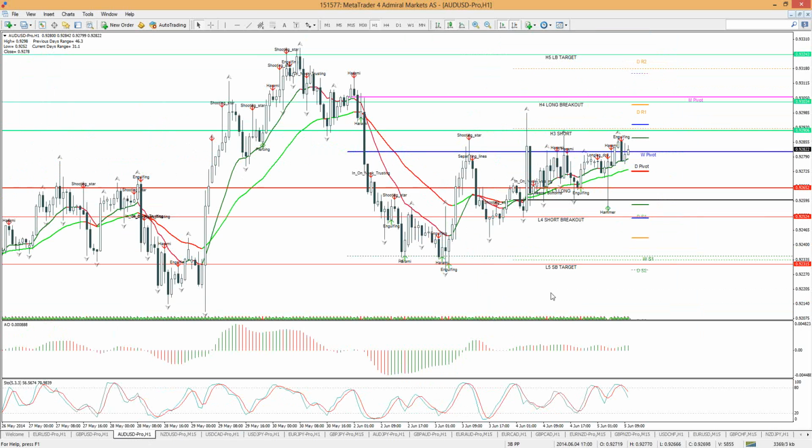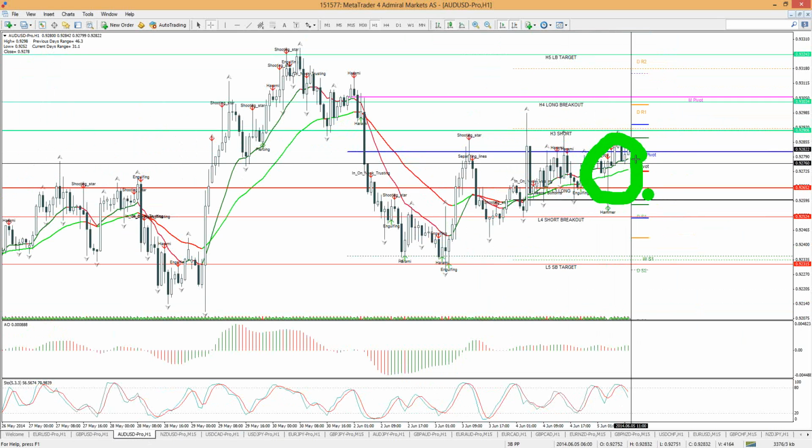Let's take a look at another example. We have L3 providing support, H3 providing resistance today. I believe today, or was that yesterday? No, wait, sorry. Well, today, roughly, this is today's price action.